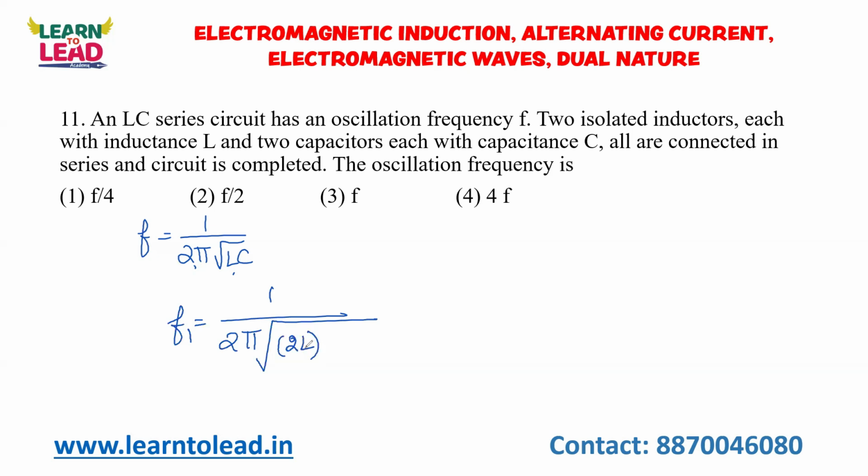Similarly, if two capacitors are connected in series, the parallel condition comes, so C/2, half, will change. So what happens inside now? The 2 will cancel. So 1 by 2 pi square root of LC is equal to the initial frequency F. So what is the oscillation frequency? It will be the same. The oscillation frequency will be the same as the initial frequency.